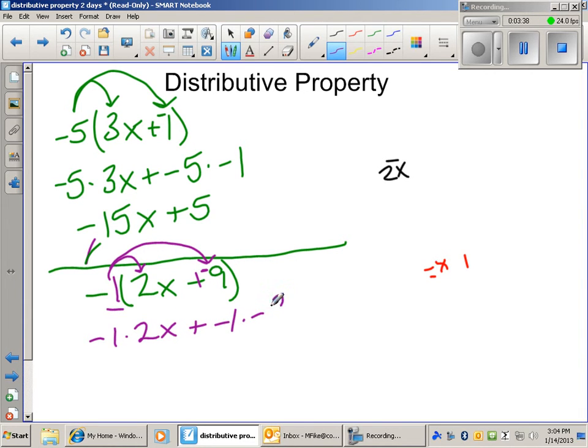Negative 1 times 2x is a negative 2x. And negative 1 times negative 9 is a positive 9.